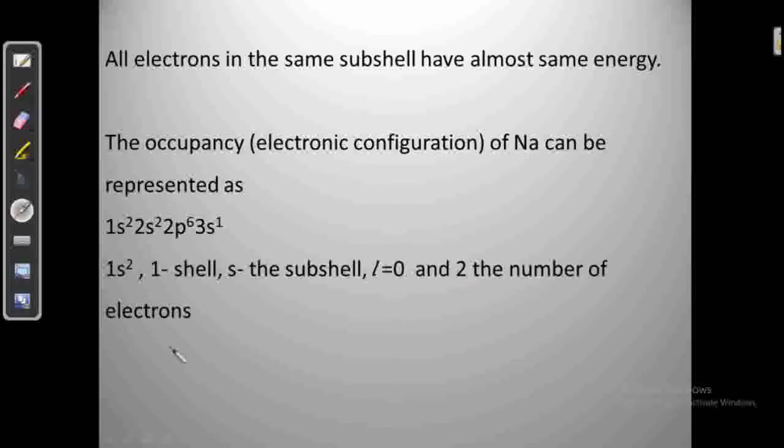And this 2 represents the number of electrons. For 2s2, the principal quantum number or shell is 2, that is n equal to 2, the L shell. Then s means the l equal to 0 state, and the number of electrons is 2. In 2p6, the shell is again 2, and l is equal to 1, that is p. The number of electrons that can be accommodated in p is 6. So the representation of the configuration is like that.